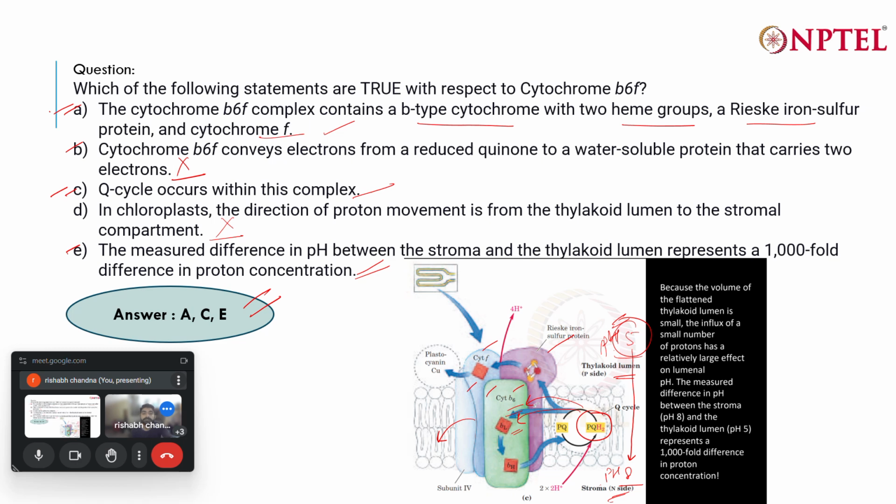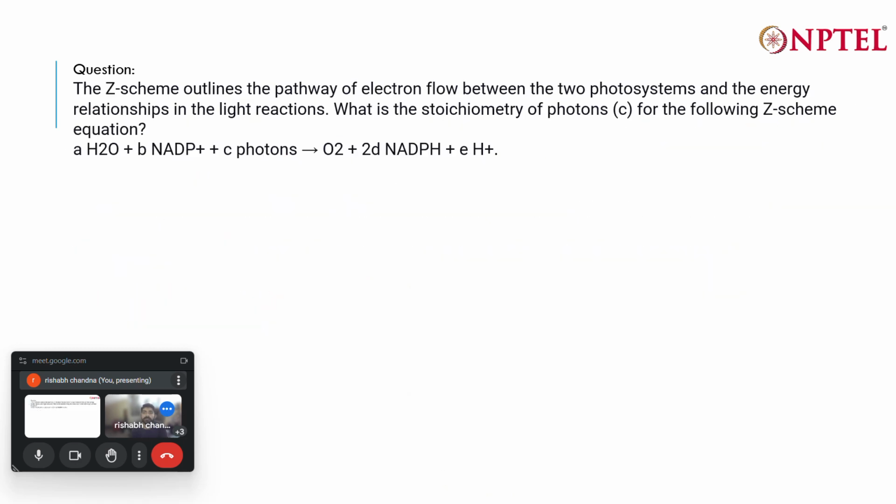Okay, so let's move on to the next question. The Z scheme outlines the pathway of electron flow between the two photosystems and the energy relationships in the light reaction. What is the stoichiometry of photons for the following Z scheme equation? So what can be the correct answer?